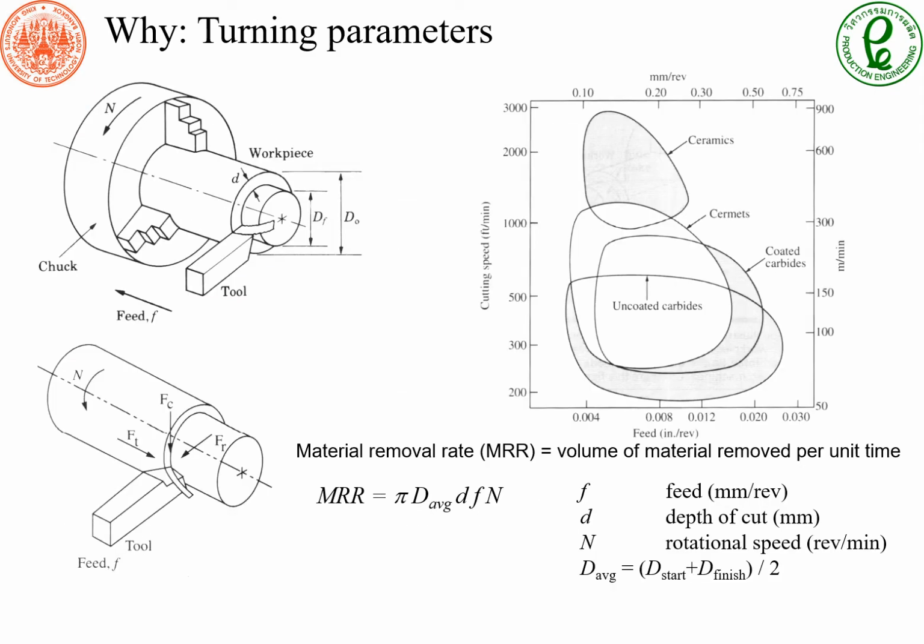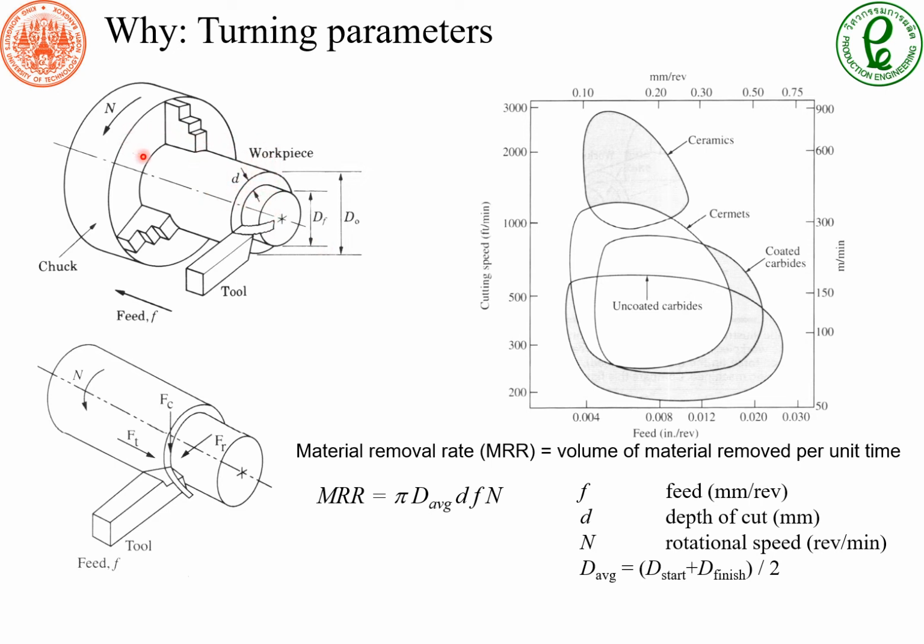Now let us take a closer look at the process parameters for the turning process. The workpiece is clamped with the spindle, and the spindle is rotating at some RPM. Here we represent the RPM with N. The cutting tool is trying to remove work material to change the workpiece diameter from the starting diameter d sub 0 into the final diameter d sub f. This is represented by the depth of cut, little d.